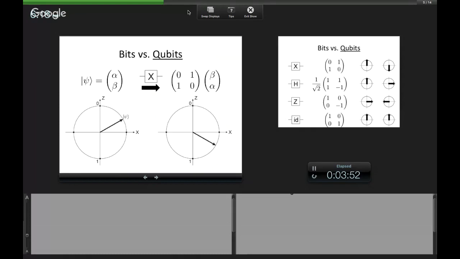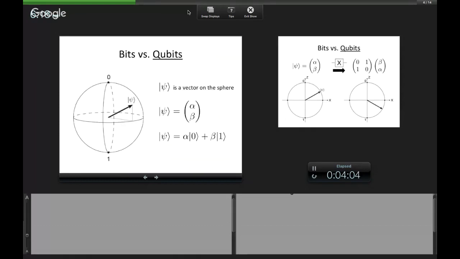Another one is if you've heard of the spin of an electron or a particle. Spin is a magnetic property of an electron, and it actually looks exactly like this sphere. It's either pointing up or down or anywhere around, based on how you can think of it as a very small bar magnet.